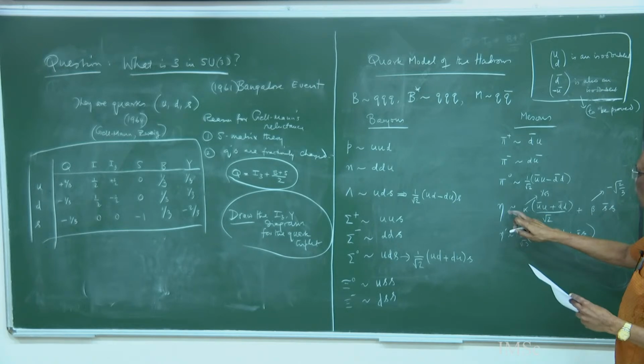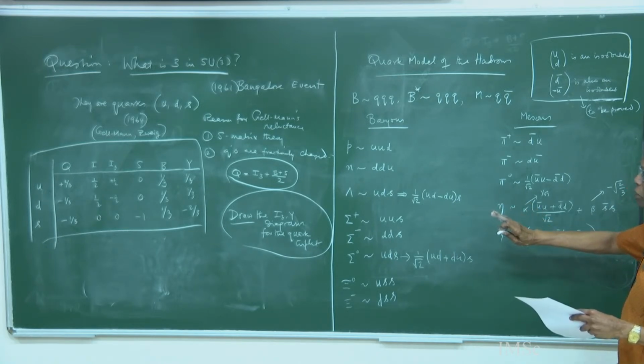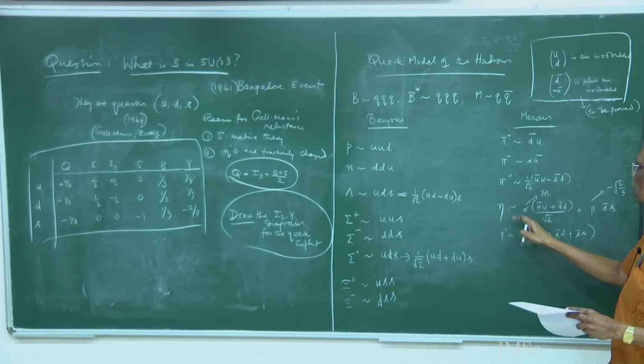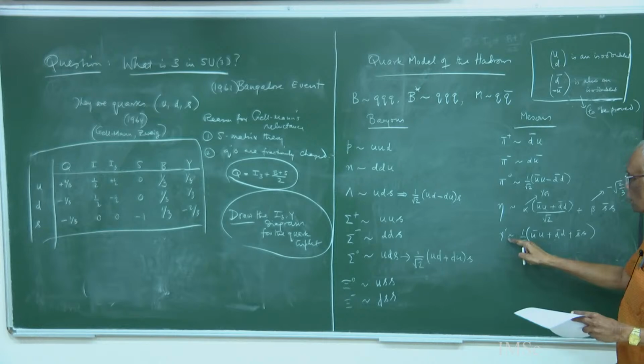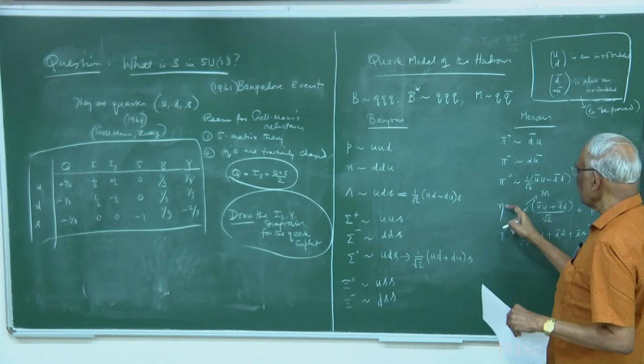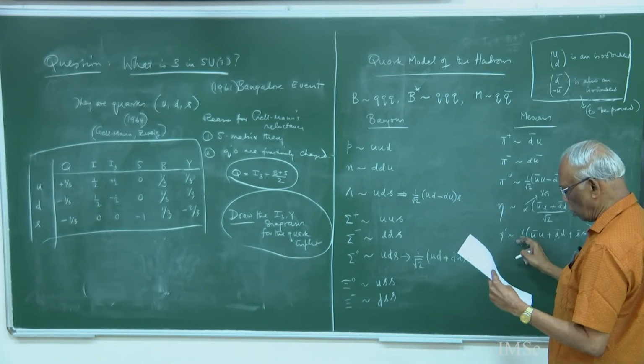Since this is an octet, remember, it's not only isospin properties that have to be balanced, but SU3 properties also have to be balanced. And this is a member of an octet, whereas there is a singlet meson which is called eta prime. This is, I think, 550 MeV, and this is much higher, I think more like 900 MeV. I had not talked about it earlier.